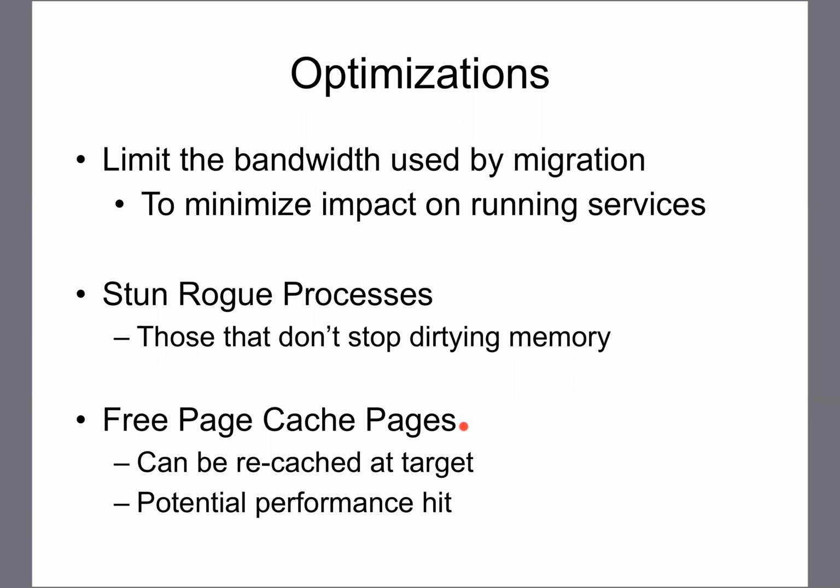Of course, this also means that especially the last two techniques, stunning rogue processes and freeing page cache pages, make this migration mechanism non-transparent. What that means is the guest OS now knows that it's being migrated from one machine to another. One of the goals of live migration is also to ideally keep it transparent, meaning that we don't want the user or the applications in the VM to realize they're being migrated. But if you want to speed up live migration, you may have to implement certain optimizations like these two that might make the migration non-transparent to the VM.